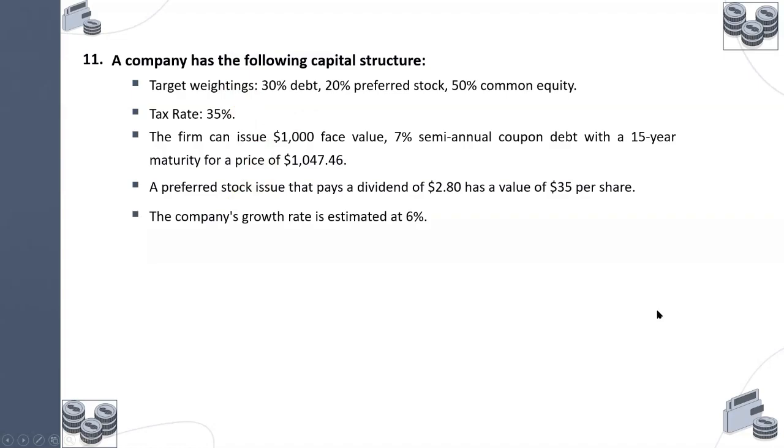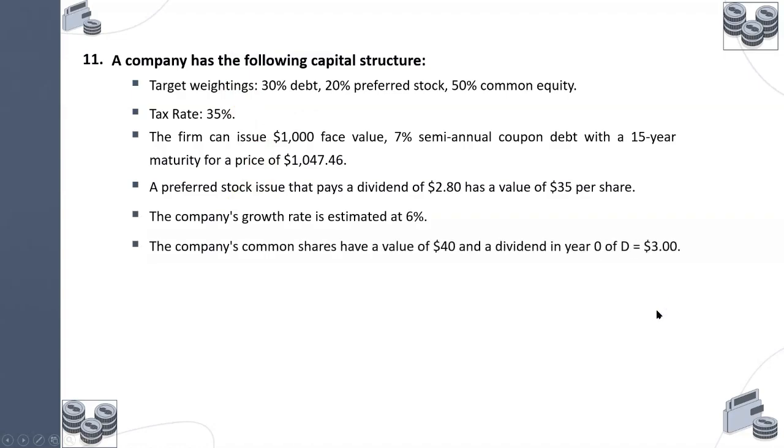The company's growth rate is estimated at 6%, and the company's common shares are selling for $40 but pay $3 today as dividend. So the dividend growth model will be used to calculate the cost of equity because we don't have complete data to use the capital asset pricing model, which is the normal way, because we don't have beta here. So I cannot use the capital asset pricing model. Instead, I will use the Gordon growth model, the dividend model. We will see that in a minute.